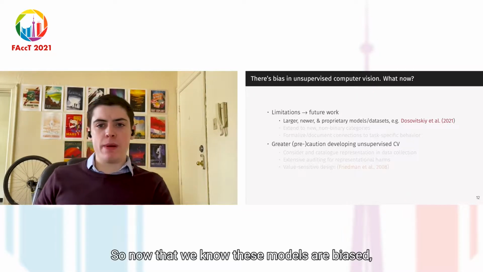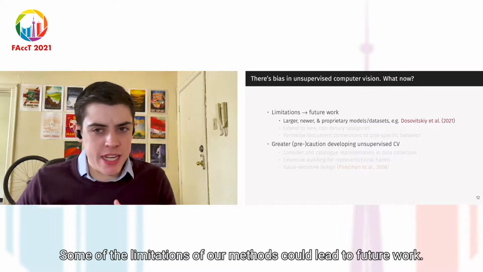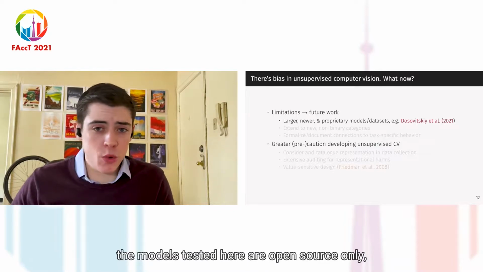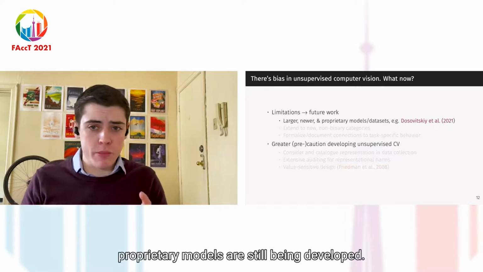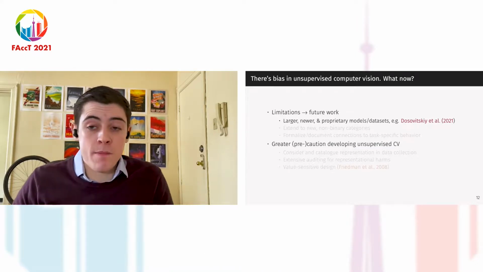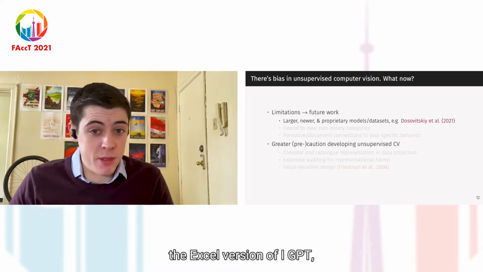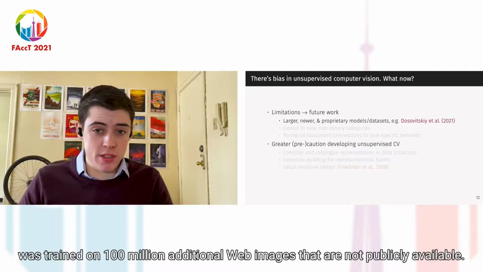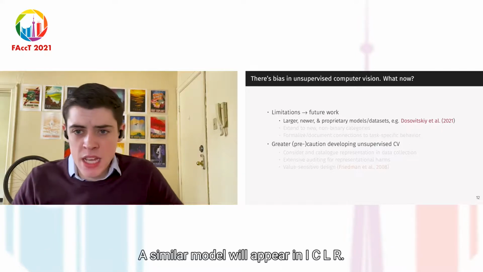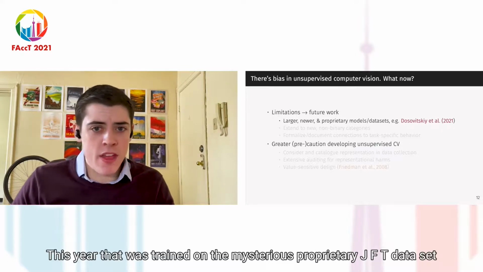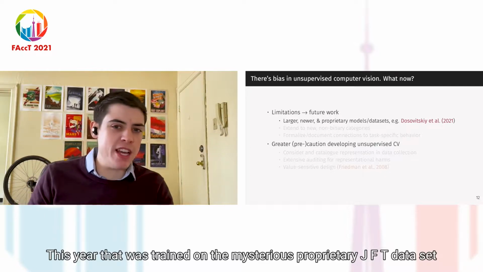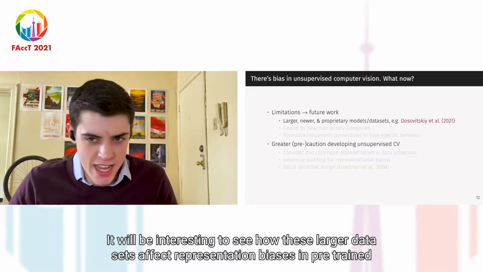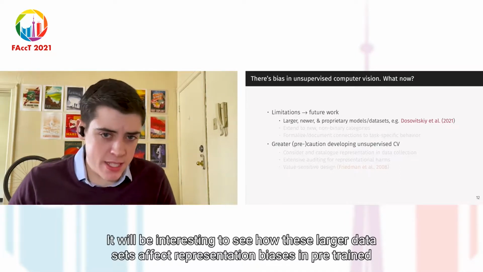So now that we know these models are biased, what next? Some of the limitations of our methods could lead to future work. For example, the models tested here are open source only, but larger, newer proprietary models are still being developed. For example, the XL version of iGPT, which is not publicly available, was trained on 100 million additional web images that are not publicly available. A similar model will appear in ICLR this year that was trained on the mysterious proprietary JFT dataset of 300 million web images. And it'll be interesting to see how these larger datasets affect representation biases in pre-trained models.